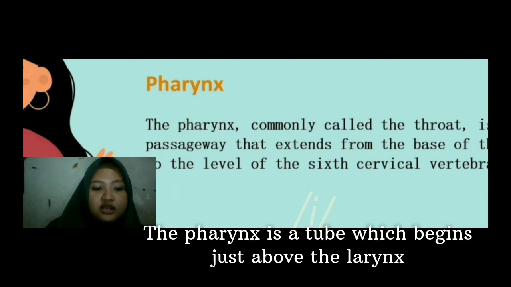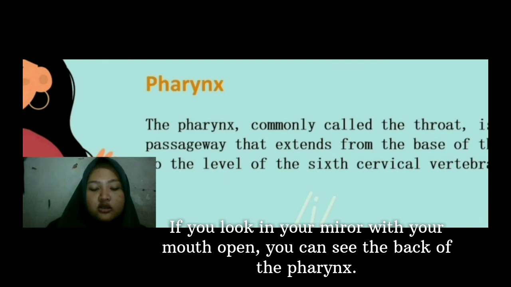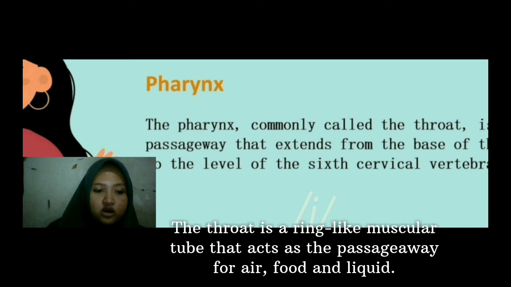The pharynx is a tube which begins just above the larynx. If you look in your mirror with your mouth open, you can see the back of the pharynx. The throat or pharynx and larynx is a ring-like muscular tube that acts as the passageway for air, food, and liquid.